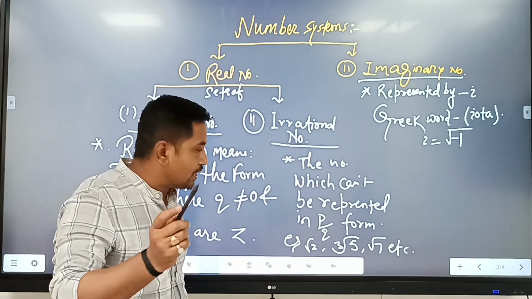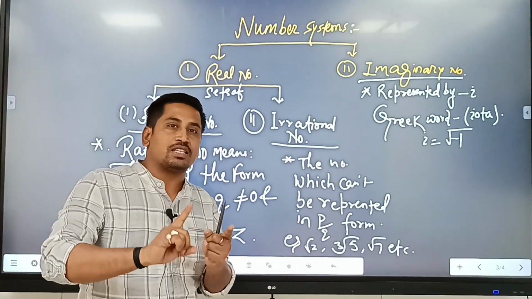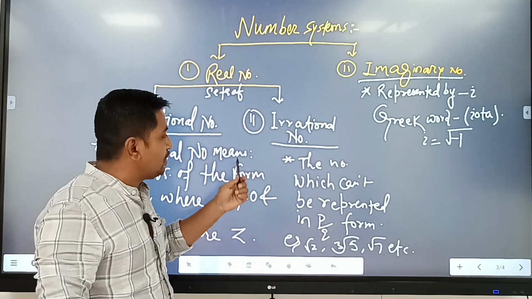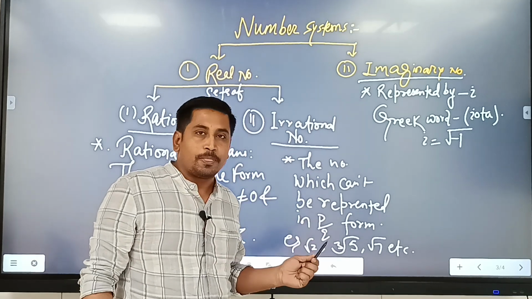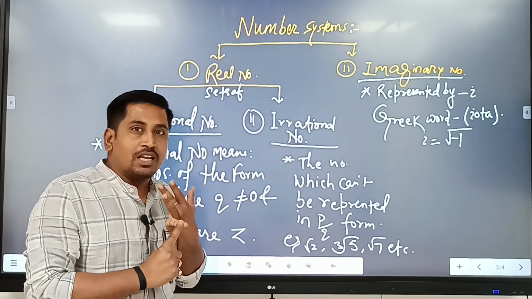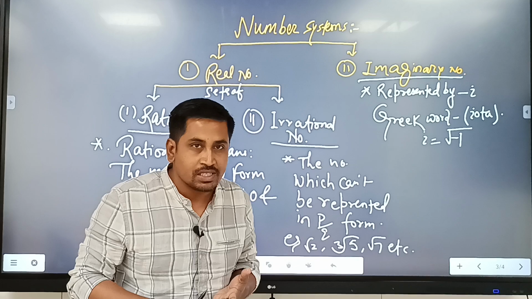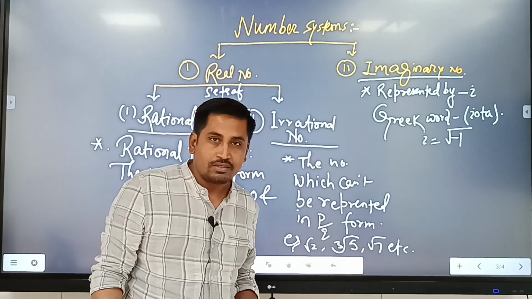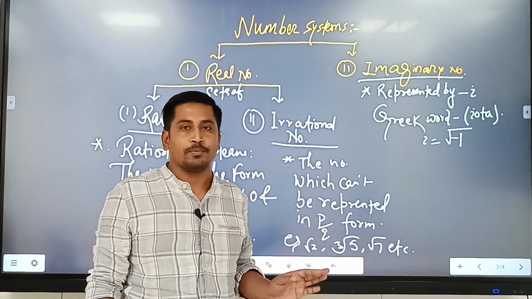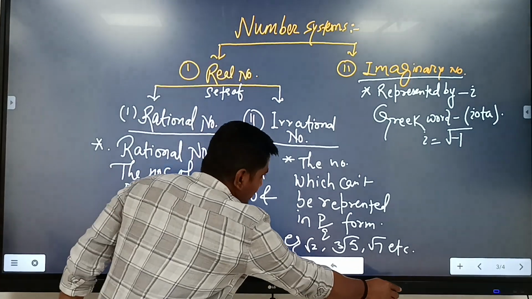Yes? Okay, beta. See, irrational numbers are the sets of numbers which cannot be represented in p by q form. And we can also say that the non-perfect square numbers and the non-perfect cube numbers, whose square roots and cube roots are taken, are the irrational numbers here. Fine? Okay. Now let us move ahead to the next slides here.